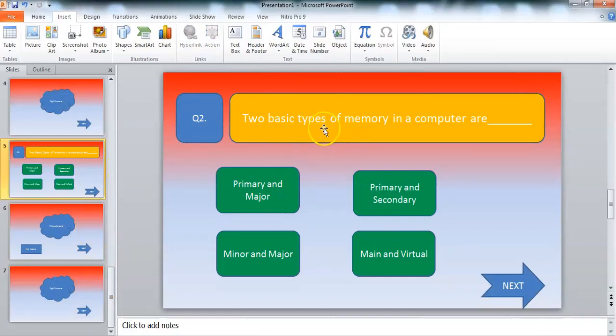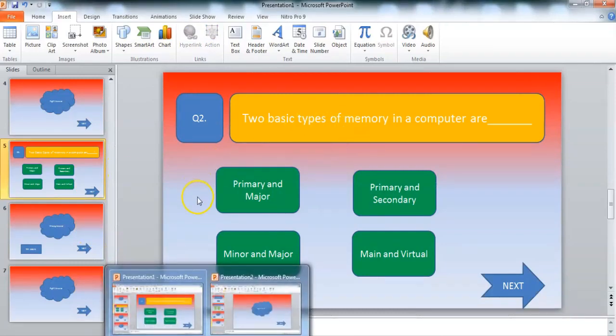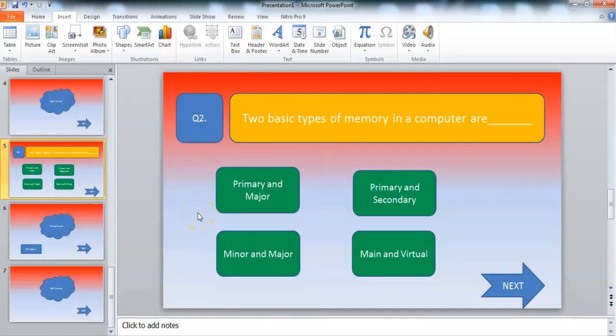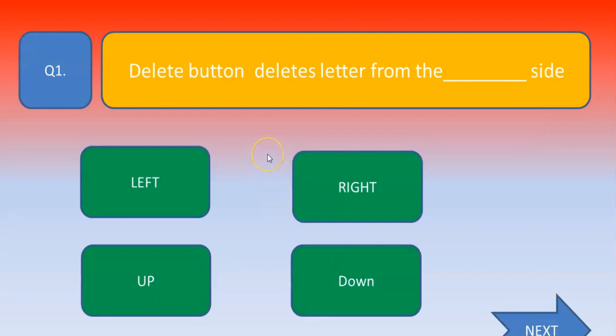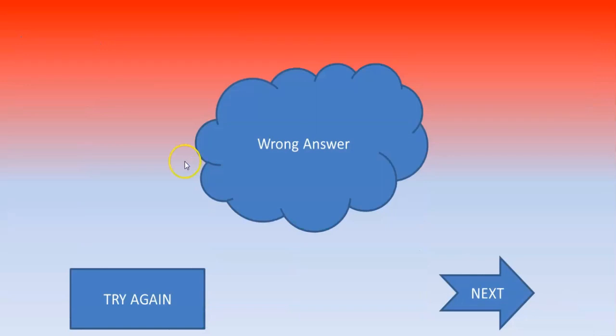So now let's see the output of this program. For this you have to press the F5 button. You can see this is the first slide on your screen. As you press the start button, this is the first question. Suppose I select the wrong answer.